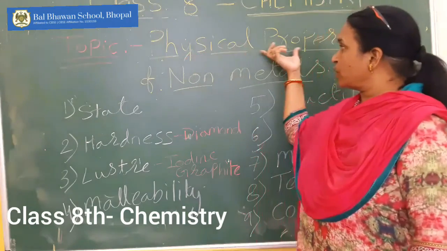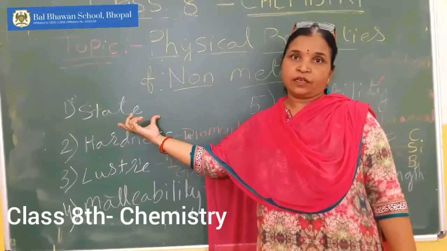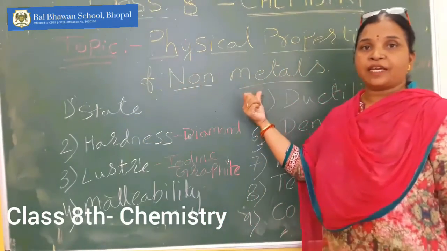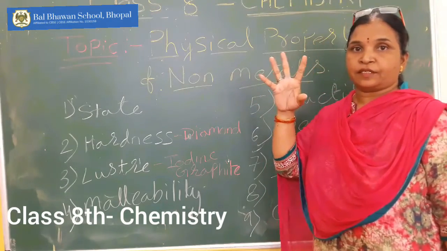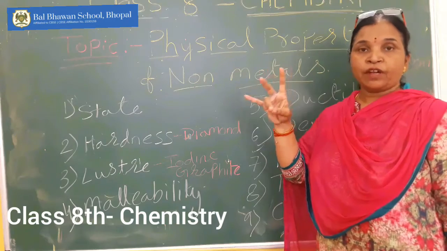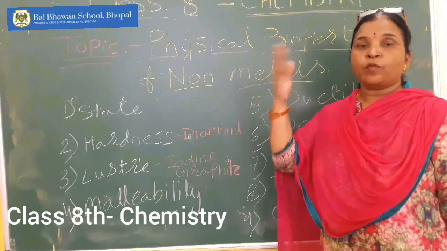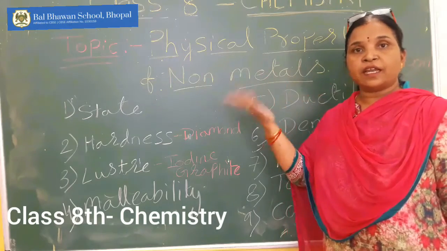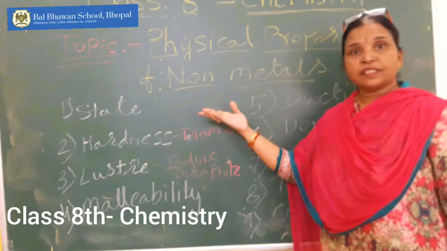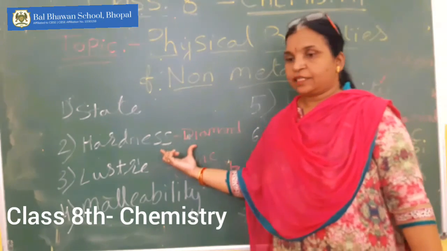Now, physical properties of non-metals. First of all, we will talk about state. So, non-metals, generally they exist in all the 3 states: solid, liquid and gases. Right? Oxygen, nitrogen, they exist in gases, and then bromine and others, they exist in liquid form, and carbon, that exists in solid form.